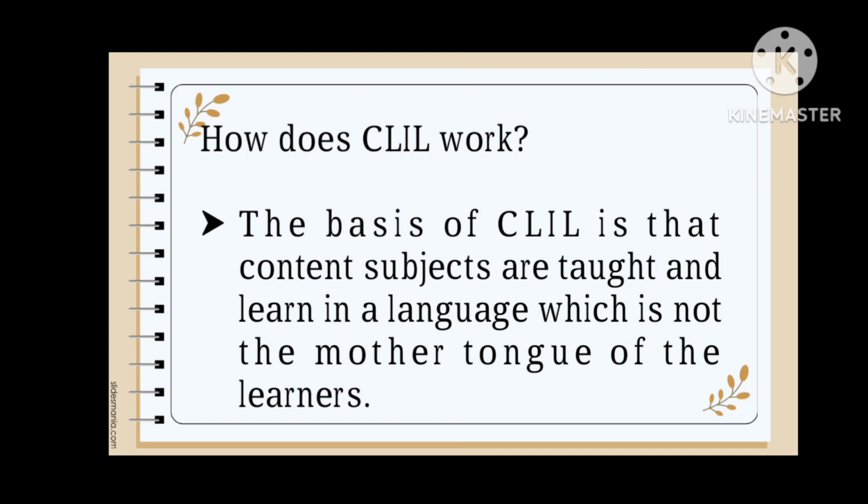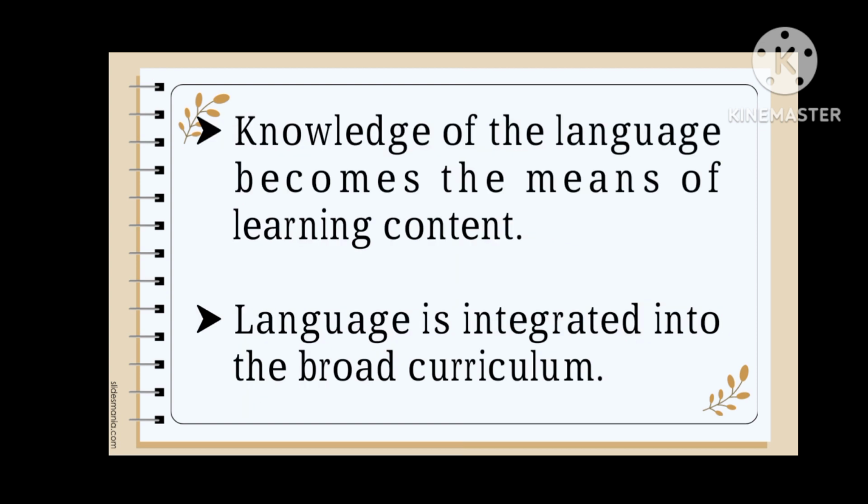How does CLIL work? The basis of CLIL is that content subjects are taught and learned in a language which is not the mother tongue of the learners. So in a CLIL program, specific subjects or content areas are chosen to be taught in the target language. These subjects can range from science and history to mathematics and art, depending on the goals of the program. Knowledge of the language becomes the means of learning content.